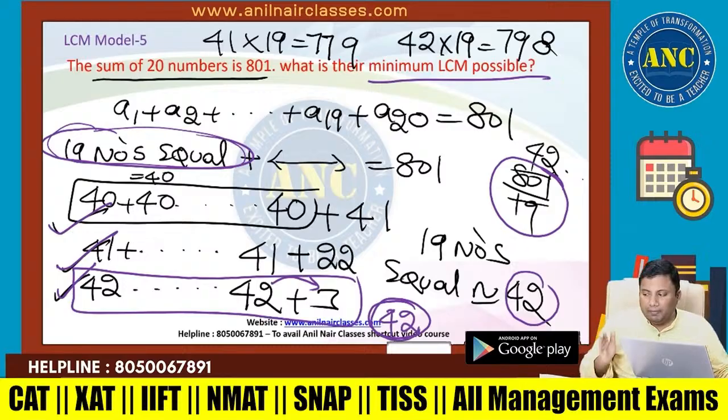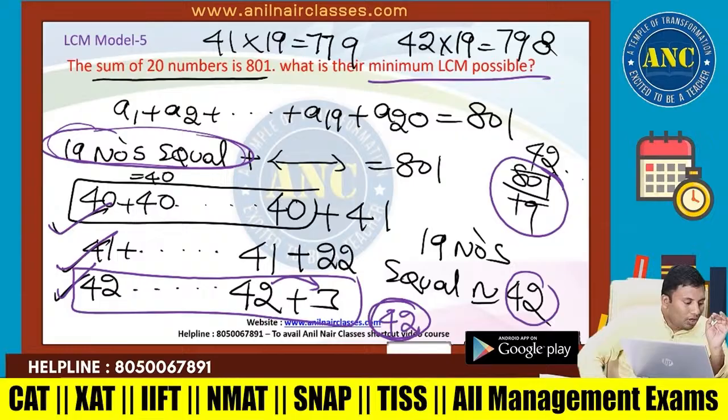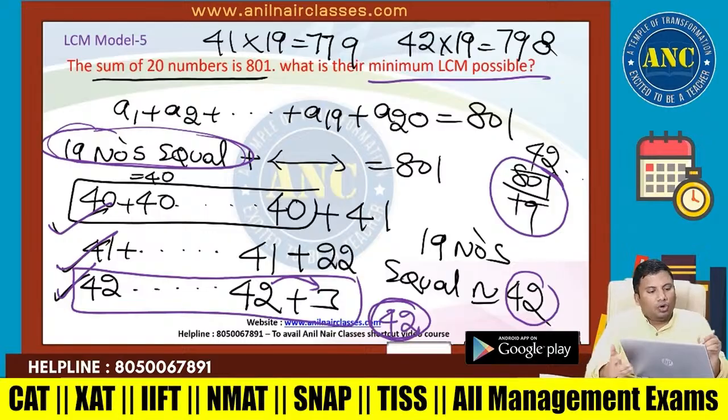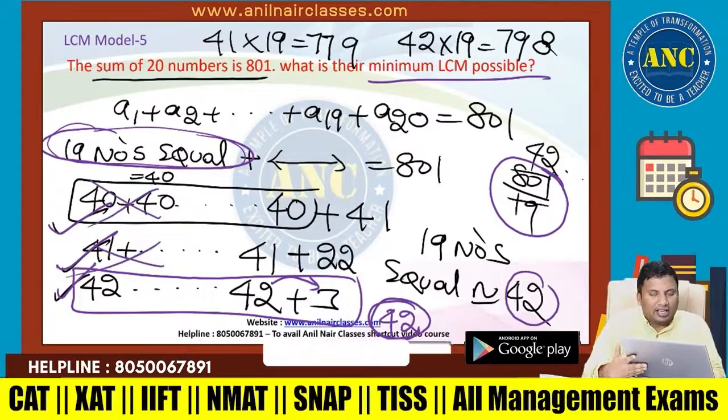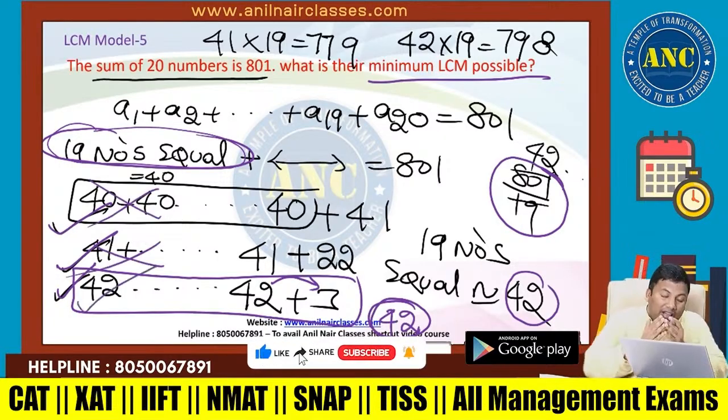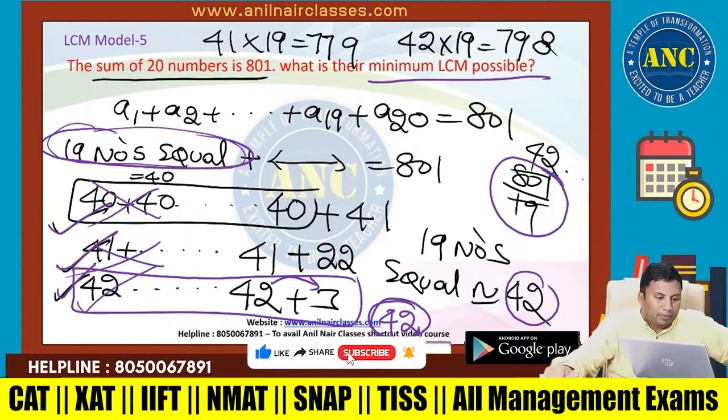There are 20 numbers. The sum of the 20 numbers is 801. Ladu, where it is not clear, please mention that. You don't need to write all this. 42. If the remaining is a factor of this number, that itself will be the LCM. Otherwise, the LCM value will keep growing. I hope this logic is clear. Next one.